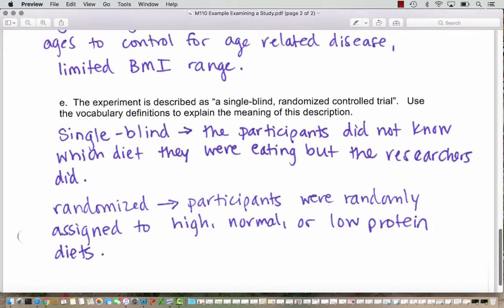The experiment is described as a single blind randomized controlled trial. Use the vocabulary definitions to explain the meaning of this description. So hopefully in your reading you've read about single blind and randomized in chapter 1. So single blind tells us that the participants did not know which diet they were eating, but the researchers did. If both the participants and the researchers did not know, that's the scenario we call double blind. Randomized tells us that the participants were randomly assigned to the high, normal, or low protein diets.